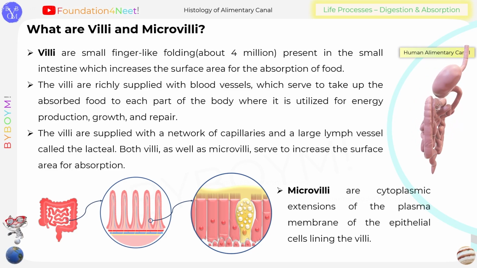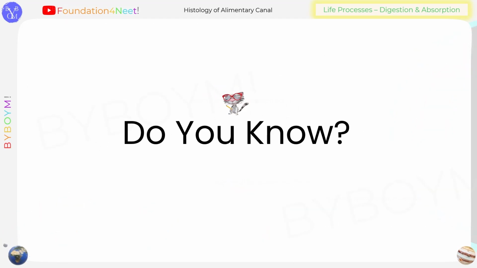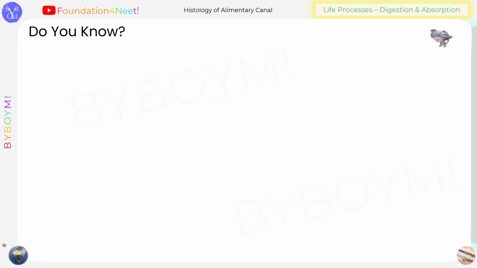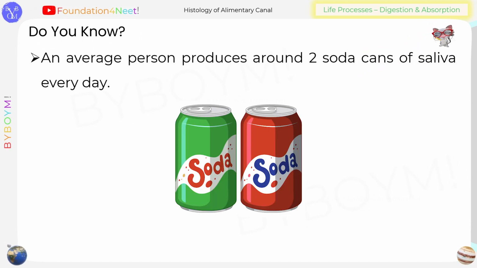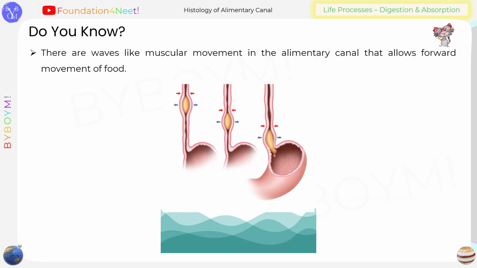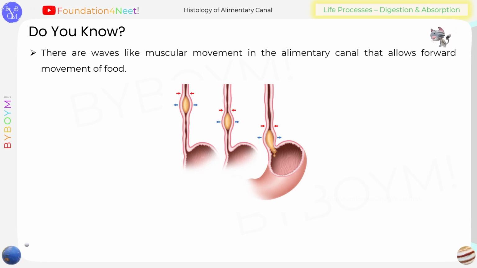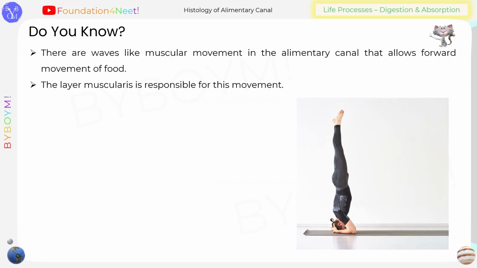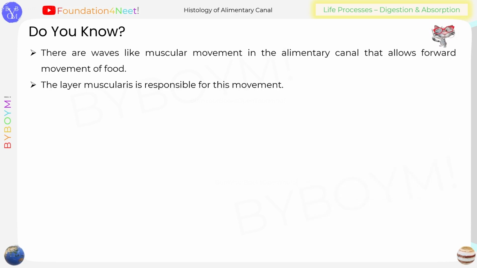Now we'll move on to the next part, that is, do you know? We'll be sharing some interesting facts with you. The first fact is that an average person produces around 2 soda cans of saliva every day. There are wave-like muscular movements in the alimentary canal that allow forward movement of food. The layer responsible is muscularis. We have already studied that. Another interesting fact is that your body can move your food through the digestive system even while you are standing on your head. Why? Because this is not connected to gravity. It is connected to the muscles.